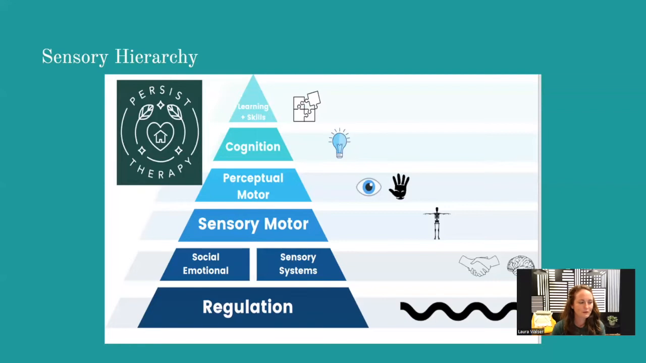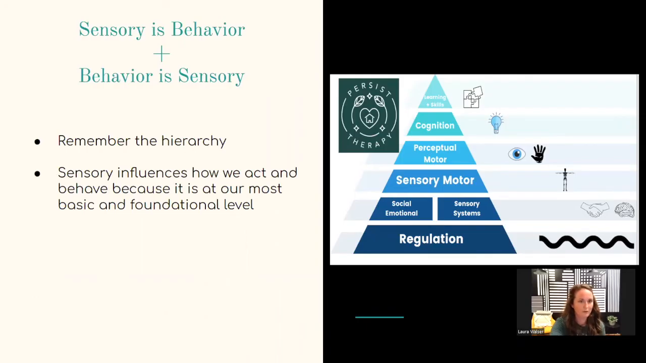So we have to make sure that if we have concerns about a child's ability to integrate and modulate their sensory system, we're bringing in occupational therapy services to create that really strong foundation so that they are able to learn those skills. So now I wanted to talk a little bit about sensory as behavior and behavior is sensory, and what exactly does this mean?